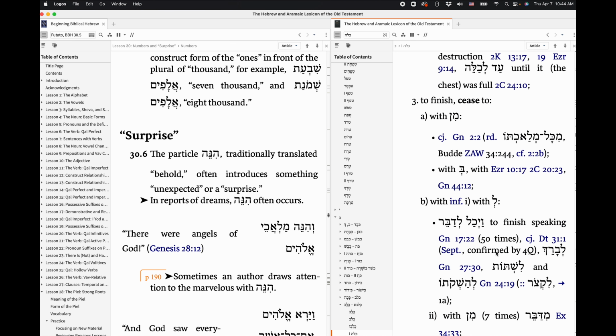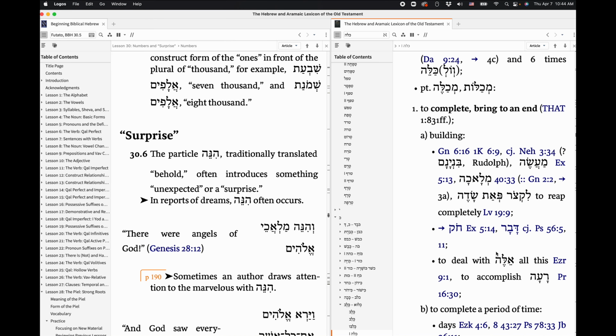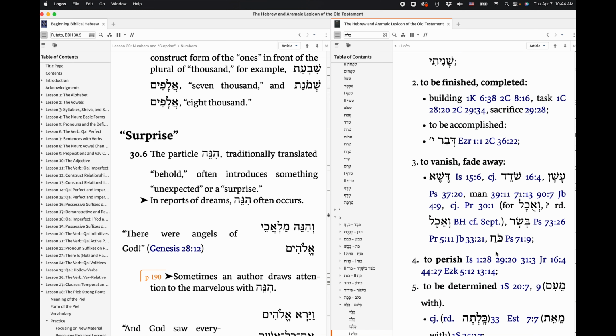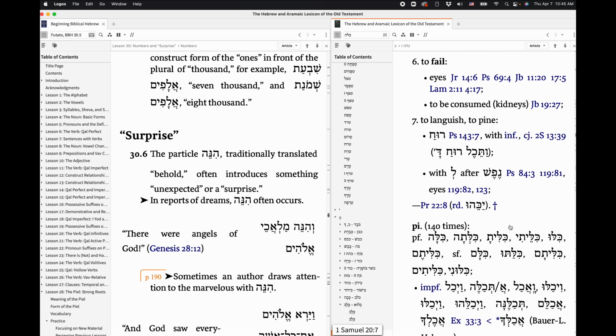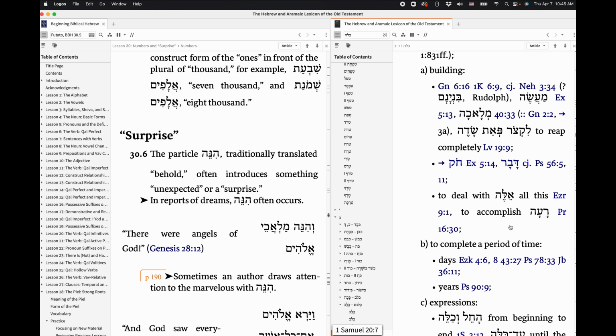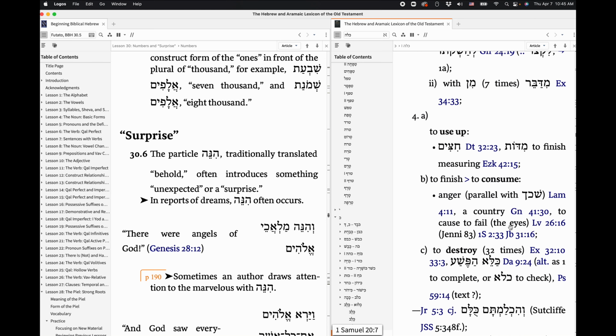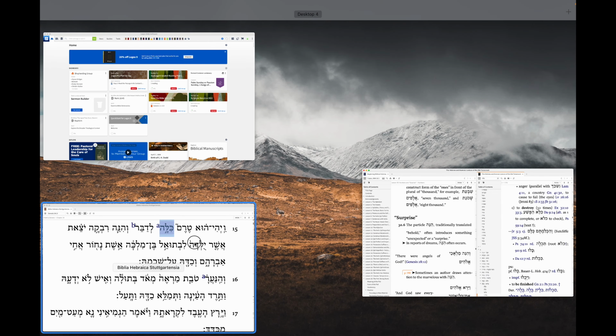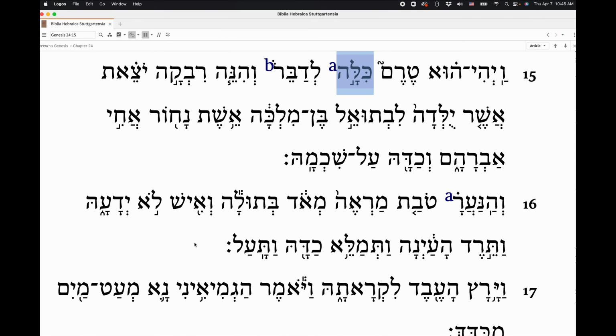So it looks like the PL range of meaning is actually pretty similar to the cow, because cow can mean stop, vanish or fade away, perish, fail, and then the PL also means to complete, to cause something to come to an end, to consume, to destroy. All right, so we've got those senses in our head. We want to bring a pretty broad range of meaning to the text and then let the text tell us what would be the most appropriate match here.